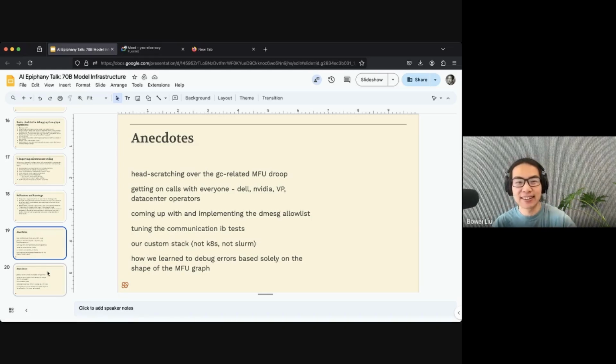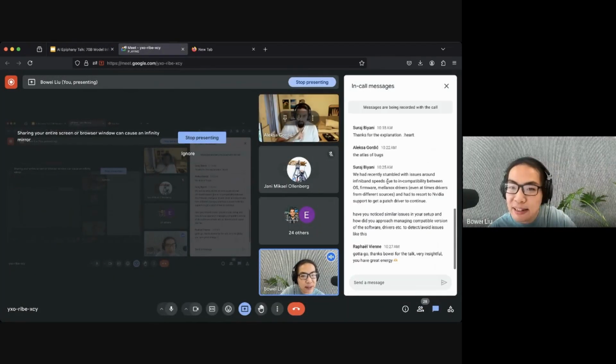That's a tricky one. There is one question from Suraj. Maybe you can read it as well if you want. It's a bit longer. Oh yeah, sure. InfiniBand incompatibility due to OS, firmware, Mellanox and drivers from different sources. Get a patched driver to continue.